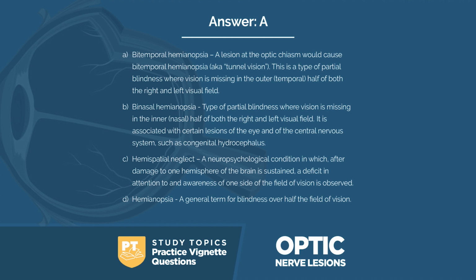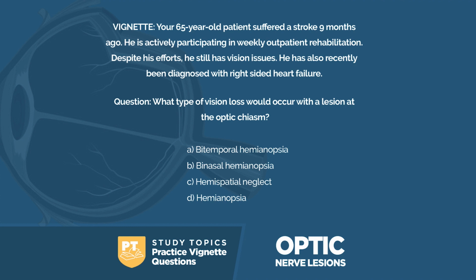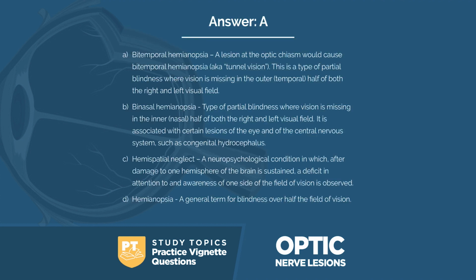Let's review the answers. If we look at bitemporal hemianopsia, which again, these are just these answers brought over, we know that a lesion at the optic chiasm would cause bitemporal hemianopsia, or we also call this tunnel vision. So this is a type of partial blindness where the vision is remaining in the outer, those temporal parts of the right and left visual field.